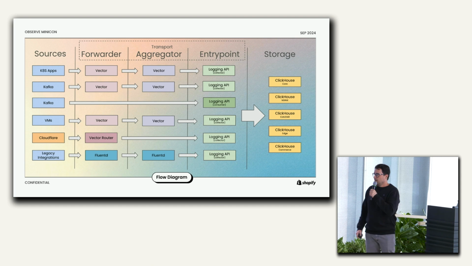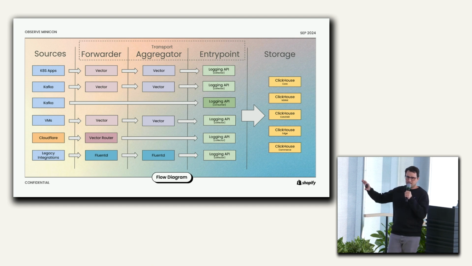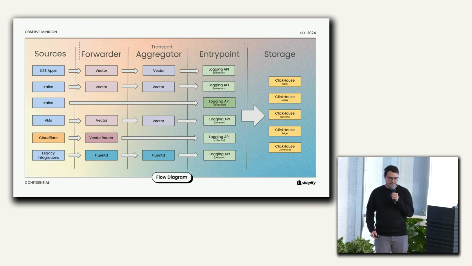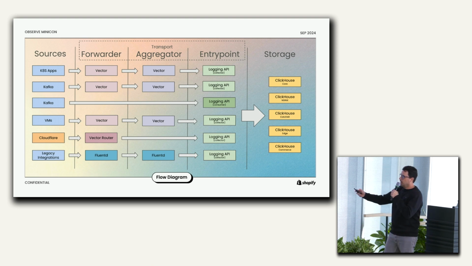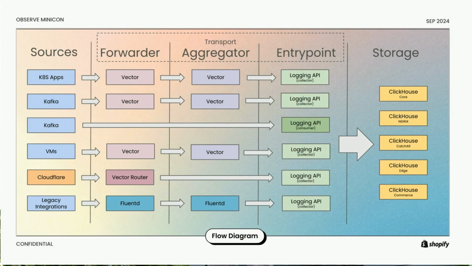Next one. So bear with me, the color code, I would need another 30 minutes to explain, so just keep that in mind. This diagram demonstrates the flow of the data and the components involved in ingesting a log event. On the left-hand side, you have, I would say, mostly all the possible sources that we have in Shopify. Then we have all the transport services, starting from the forwarder, aggregator, entry point, and finally we have the storage, where the data will live until the retention policy expires.